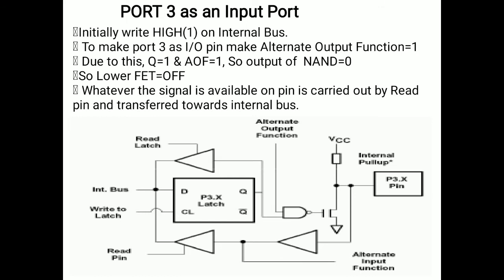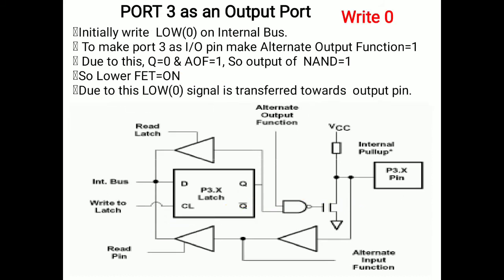In the same case, here also we may apply the alternate pin function as per the requirement. If 0 is there, 0 will be transmitted; if 1 is there, 1 is transmitted. So this is related to the input condition or input state of port 3. For working as input, this lower FET remains off and the signal moves in this direction. So it is mentioned that Q is equal to 1, the alternate output function is equal to 1, the output of the NAND is 0, and the lower FET is off.